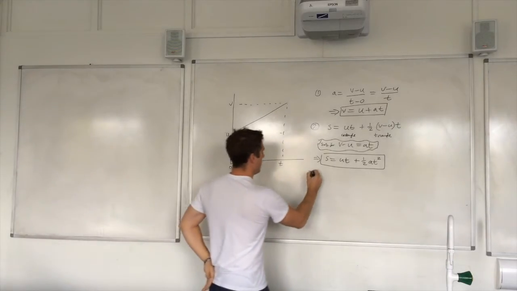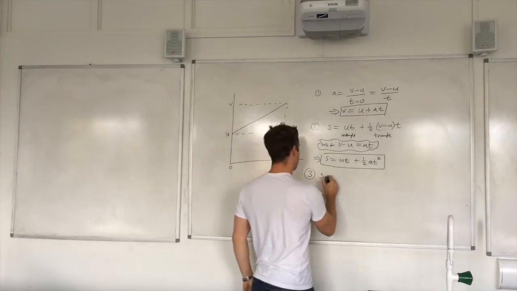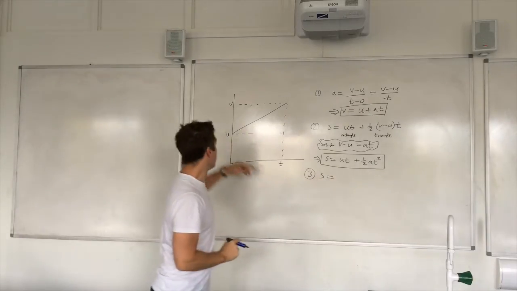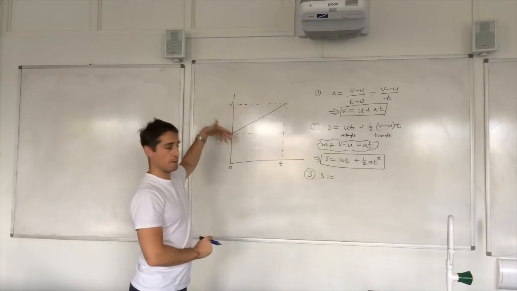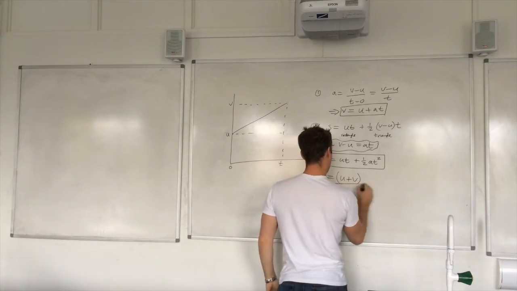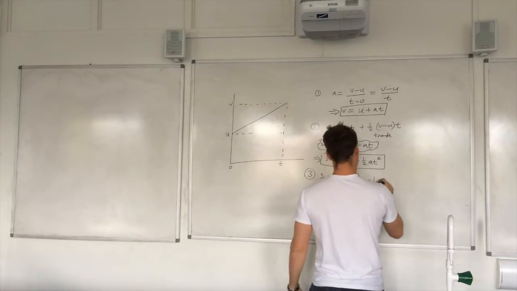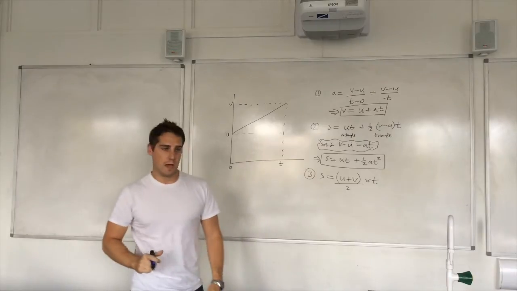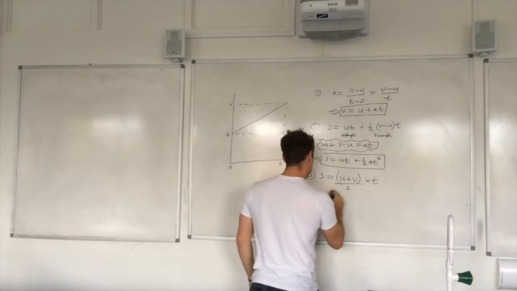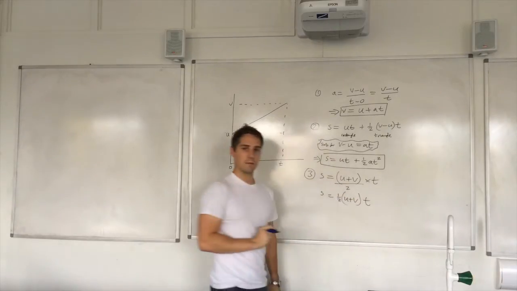Okay, equation 3 then, mean velocity times the time. So the mean velocity is u plus v divided by 2. And the time is t. Okay, so we've got that. Just tidy it up a little bit. S is half u plus v times t.